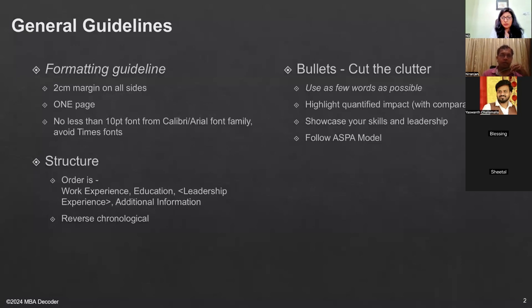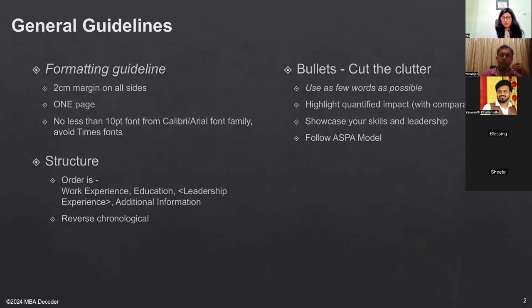Now, in your bullets, less is more. So cut the clutter, keep your bullets limited to 2 lines, use a very limited number of words. The AdCom does not need to know everything about you and every tiny activity you did in any story. Just give the most important things about that story, about that achievement. You must specify quantified impact. So if you increased revenue by some percent, give comparables wherever you can. If you improved revenue by X% and the benchmark was less than that, you must highlight it so your achievements shine much higher.